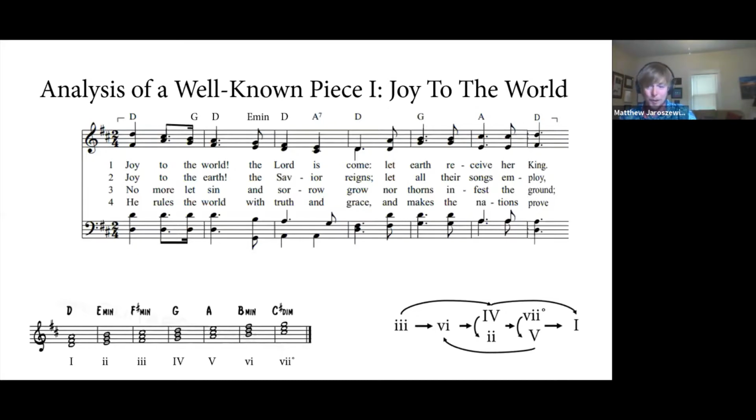And our chords are going to be as follows. We have our D major triad on 1. We have our E minor on 2. F sharp minor on 3. G major on 4. A major on 5. B minor on 6, and C sharp diminished on 7.